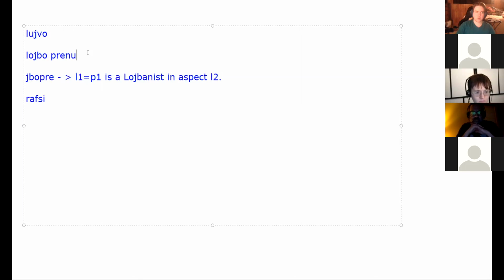So lojbo is "X1 is Lojbanic in sense X2," and prenu is "X1 is a person." So jbopre, a Lojban person, is L1 equals P1. So both of these, X1 is Lojbanic, X1 is a person, L1 equals P1, in aspect L2, so that's the 2 place of lojbo. So that's the aspect part of it.